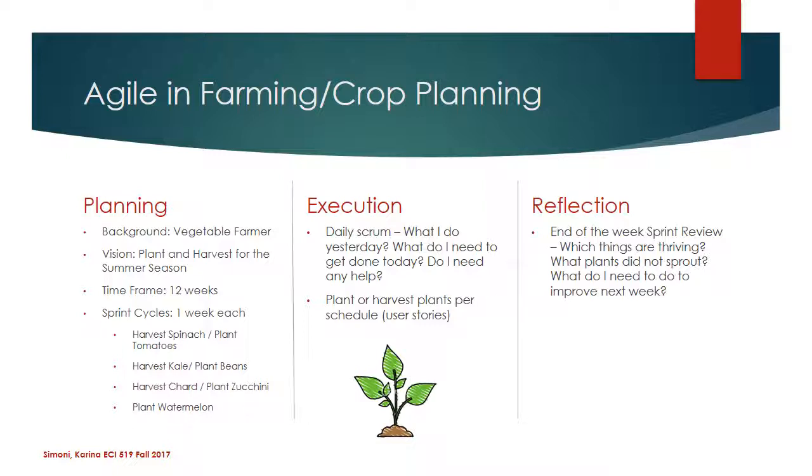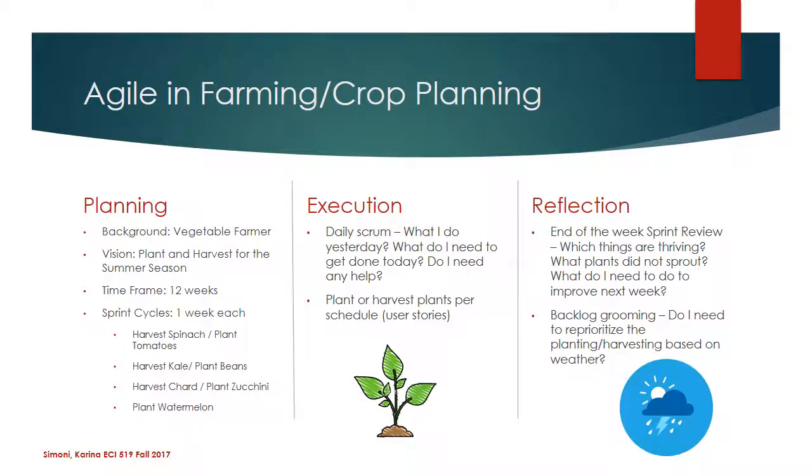Farmers really know their weather. But speaking of the weather, maybe there's a big storm coming and they need to plan for that for next week. These are the different questions farmers should be asking themselves. Based on that, they're going to do some backlog grooming. They're going to look at their plans to harvest the kale. Maybe the kale isn't ready yet. Maybe it needs one more week. Or maybe it's going to be really hot and all of the kale and chard need to come out before we can even plant the beans or zucchini, because heat affects the flavor of the plants.